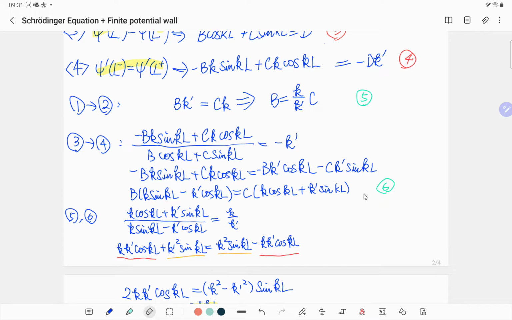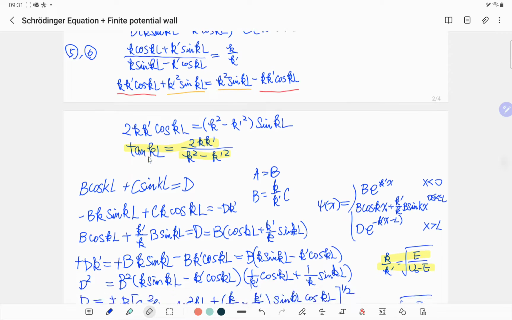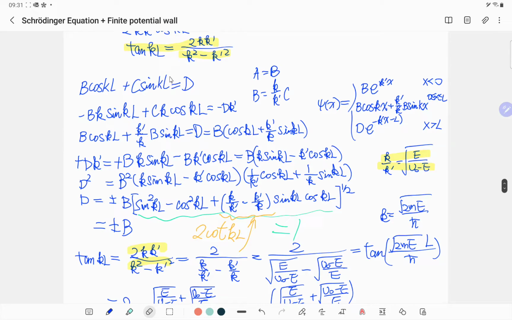So this is 5, this is 6, and if we just divide 5 by 6, then B and C will be cancelled. We only have K and L in this equation. Then we do some trigonometry calculation, and we can find that tangent KL equals this one. And then we further need some calculation.